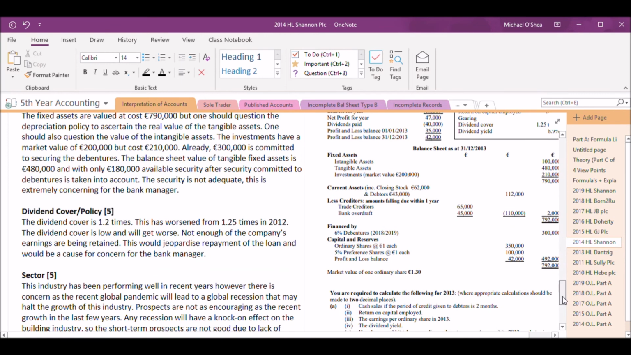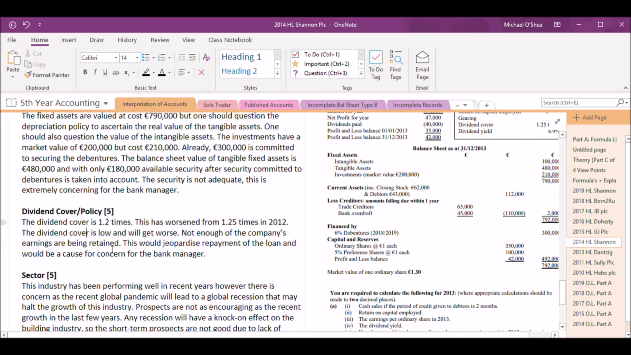Dividend cover. Because we're not talking about a shareholder here, we'll only talk about dividend cover, so our policy won't need to include dividend per share, or the dividend yield. Dividend cover is 1.2 times. It's gone down from 1.25. If anything, it should be above 2. As a bank manager, we want it as high as possible, so 1.2 times is pretty bad. It's low and it's going to get worse.